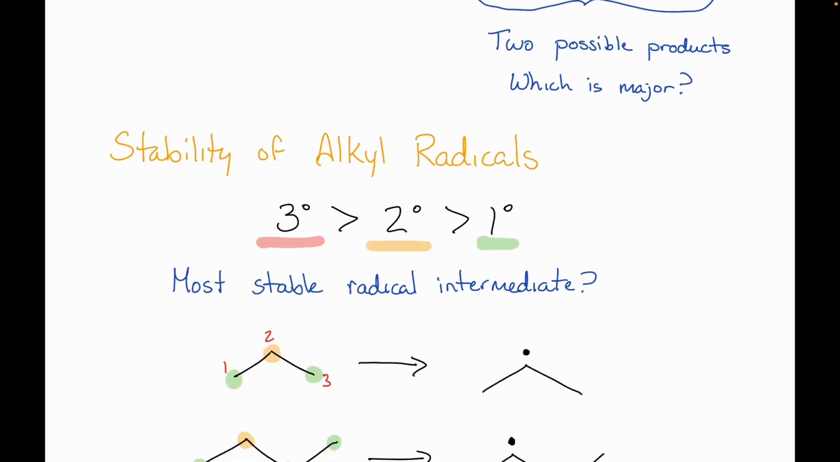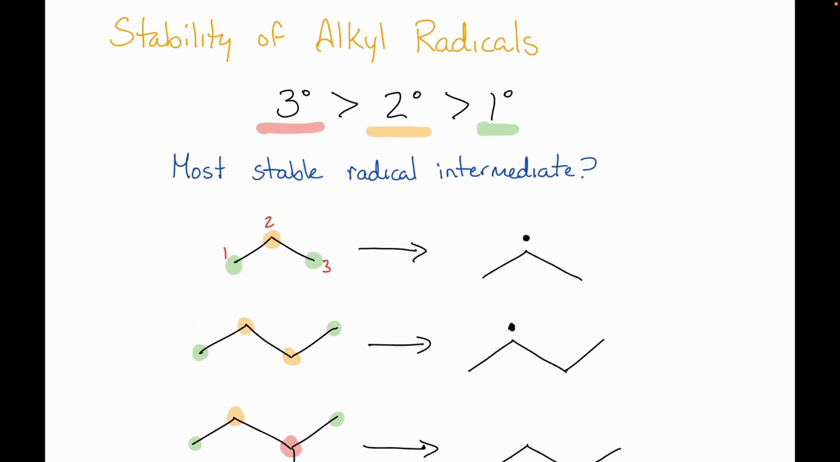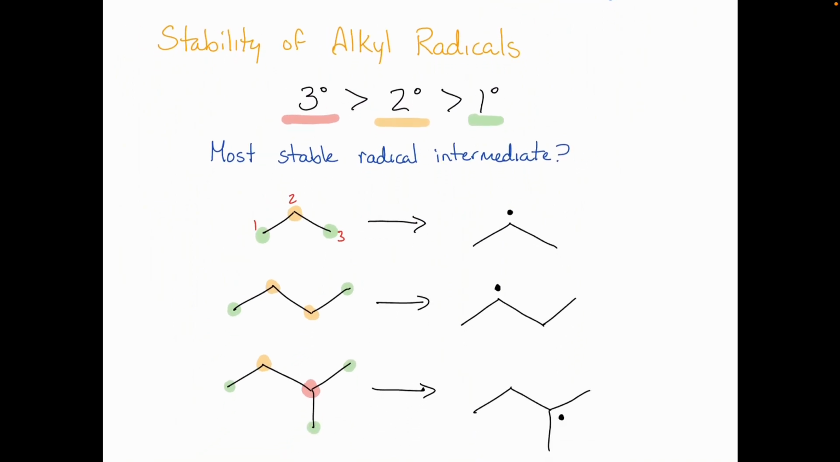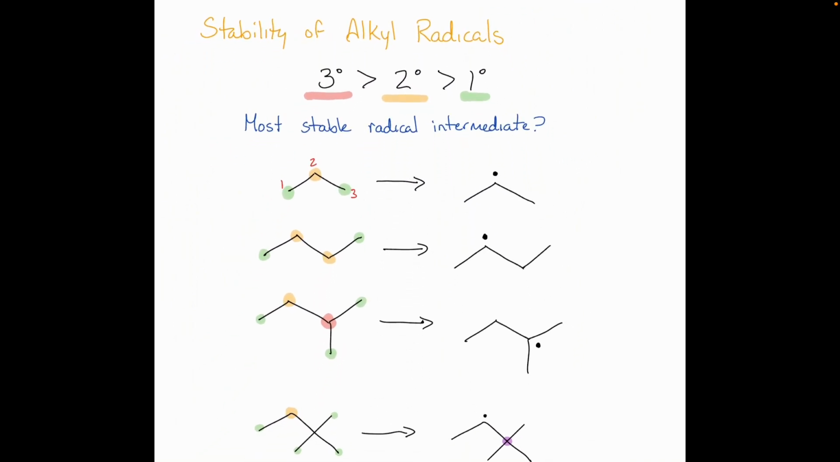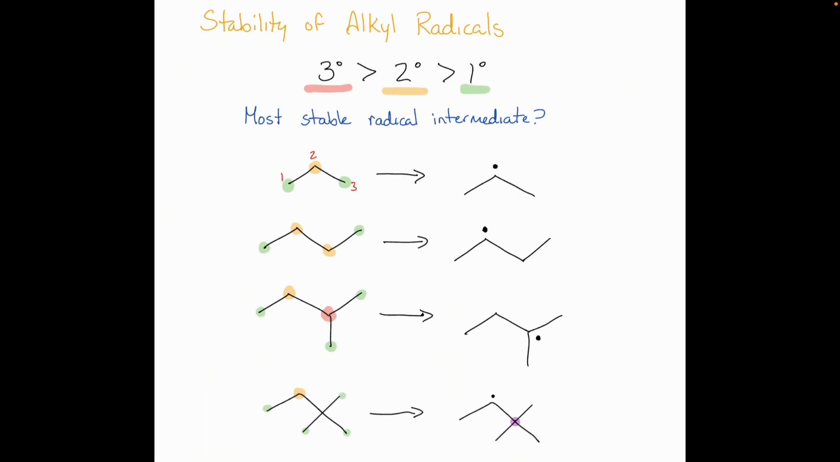So step one was learning about the stability of alkyl radicals. And we said that the most stable radical intermediates are on tertiary carbons, followed by secondary carbons, and then the least stable are primary carbons. So given an alkane, we should be able to draw the most stable radical intermediate. Again, you're going to put that radical on the more highly substituted carbon, with the exception of what's missing from this list.